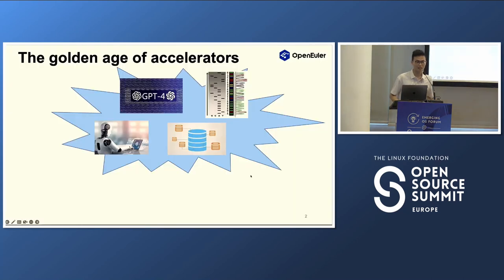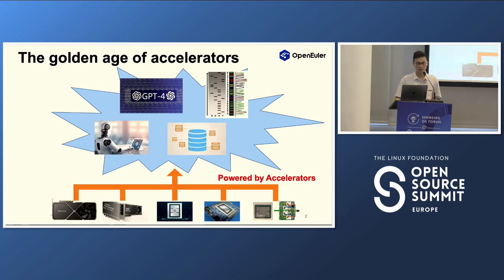As you know, this is currently a golden age of accelerators, and you can see a lot of AI applications, including GPT-4, robotics, databases, or maybe other DNA sequencing tasks. And these applications are actually supported by domain-specific accelerators, including GPUs, TPUs, or other DSAs.